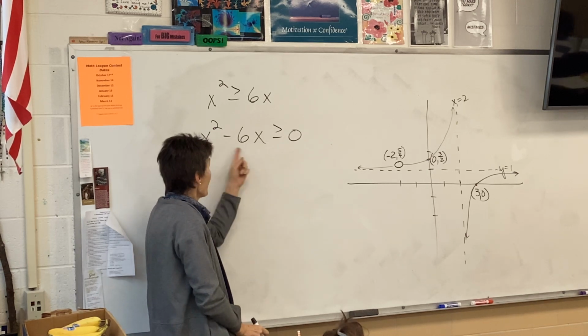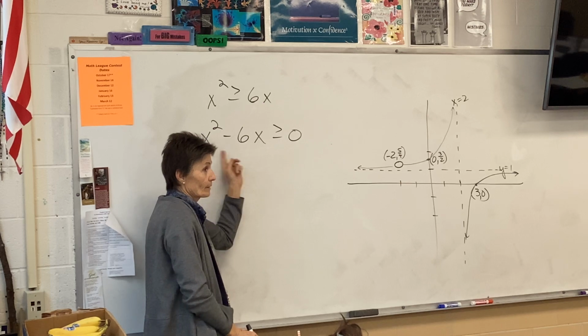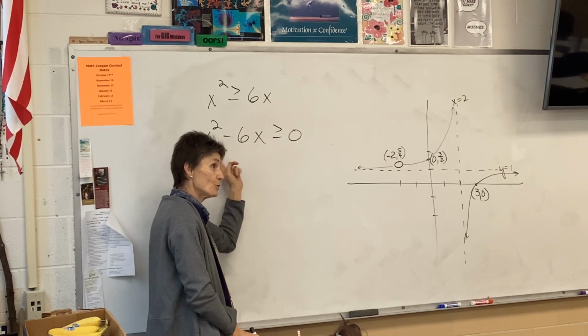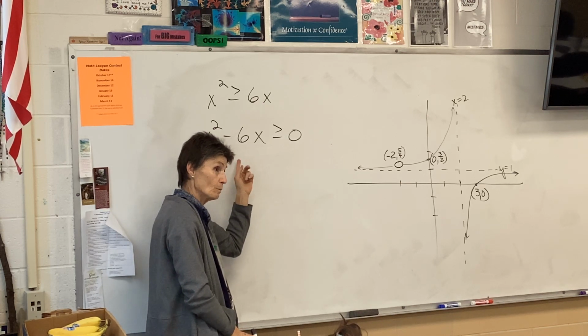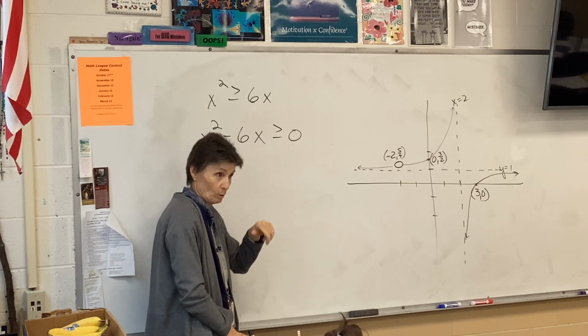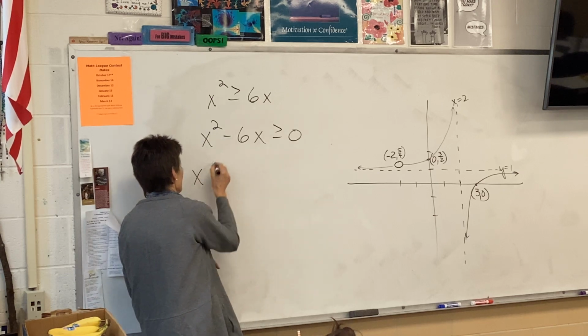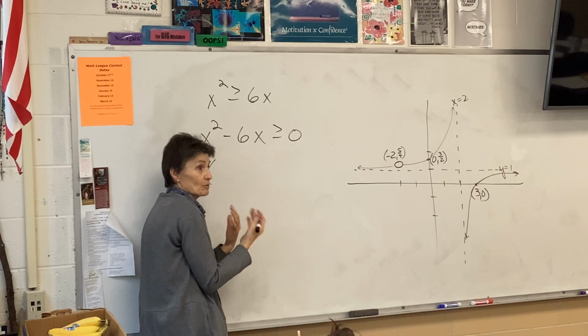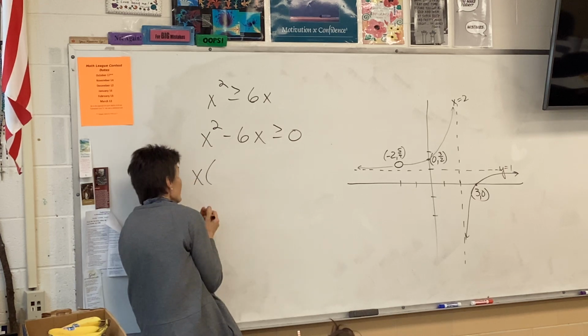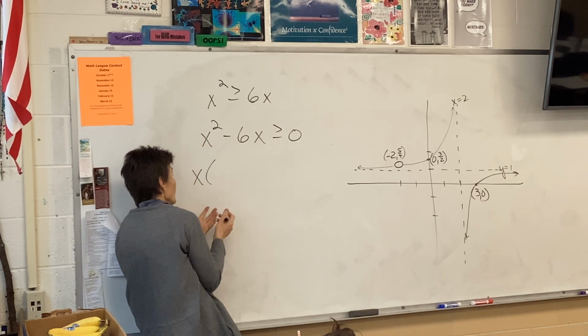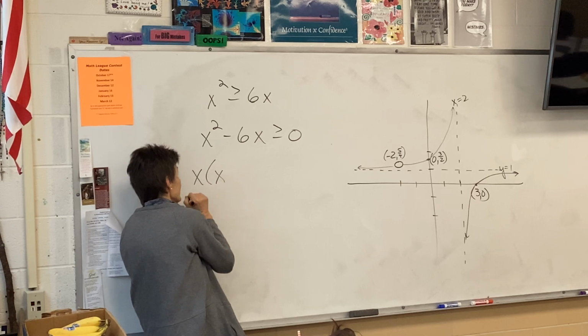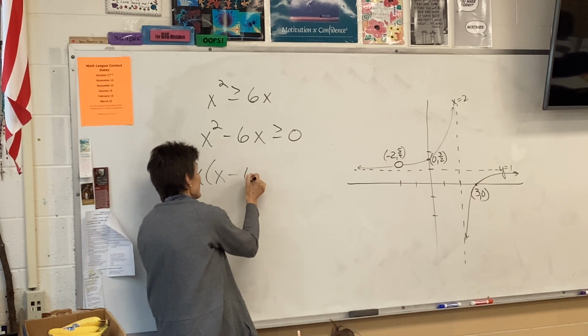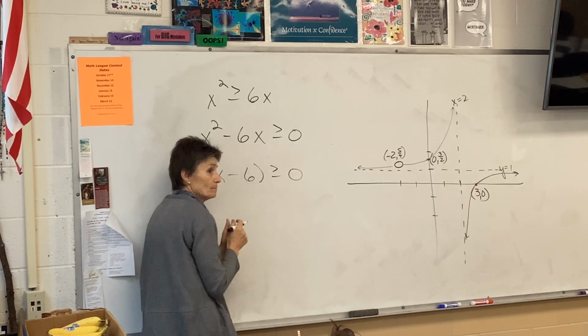Okay, so look at that. Does anything occur to you to do with that? Pull out the x. You could pull out the x. In other words, factor it. Factor out an x, GCF, pull out the x. So we have an x outside and then x minus 6 inside.